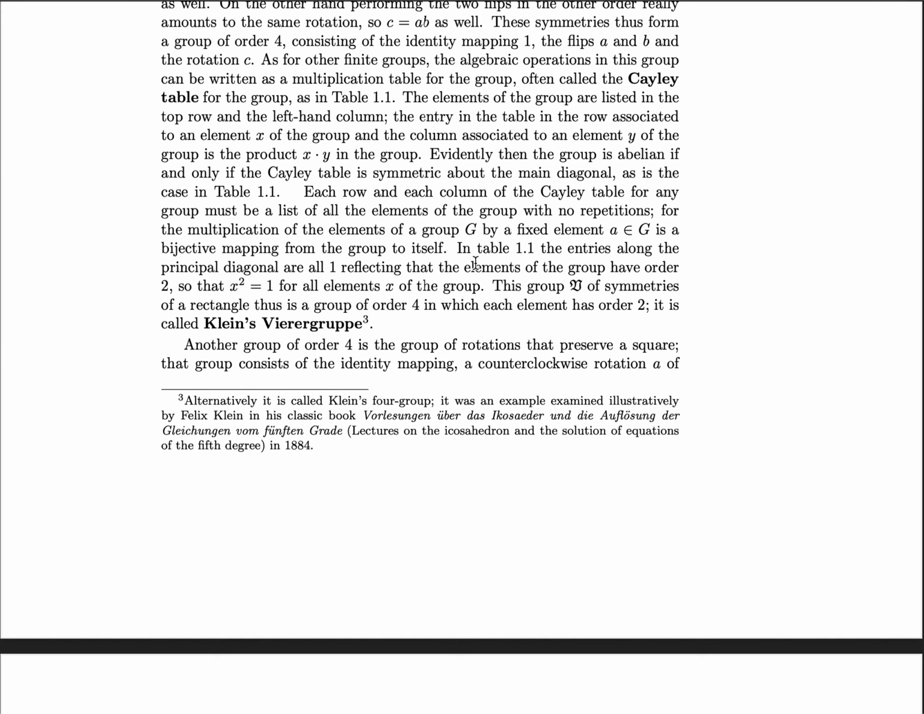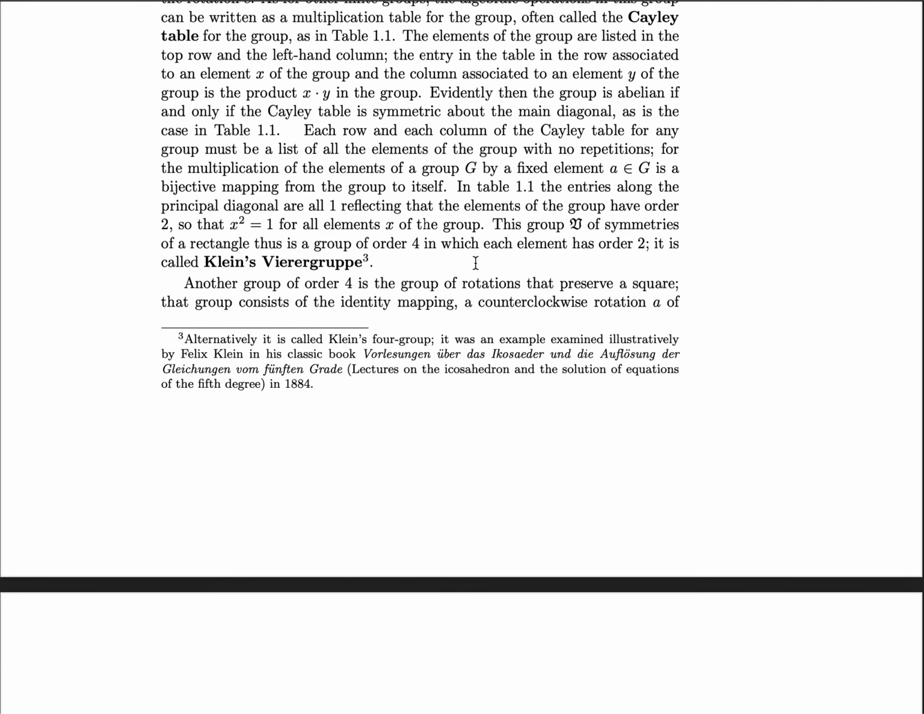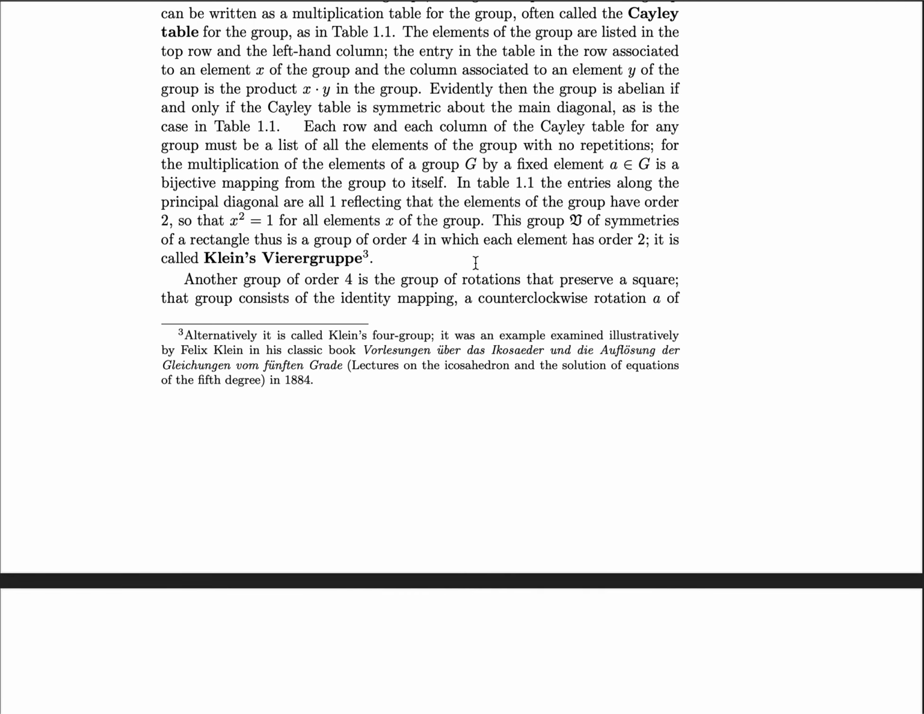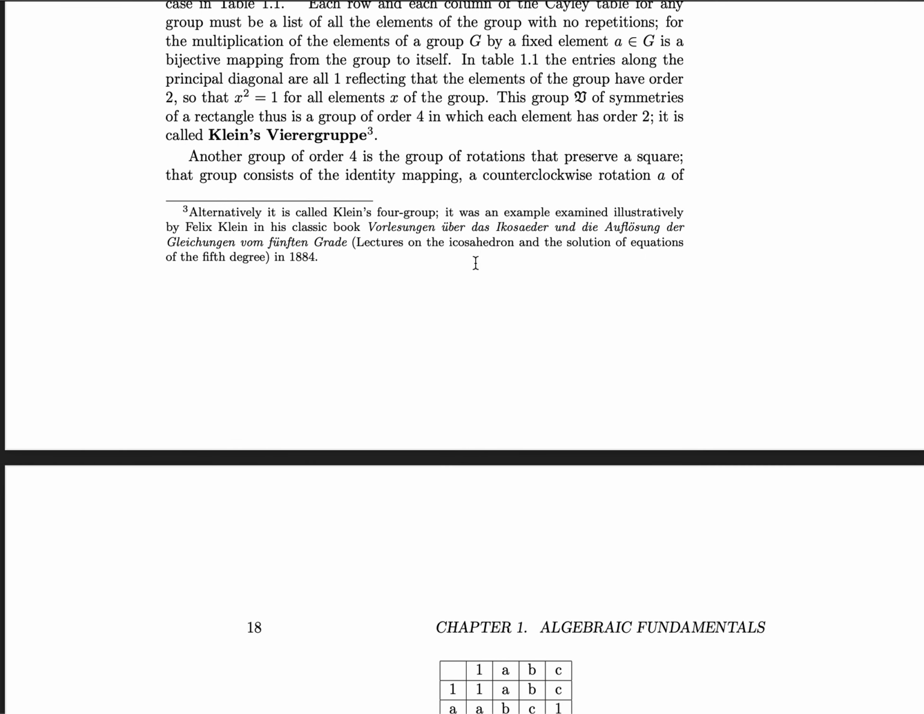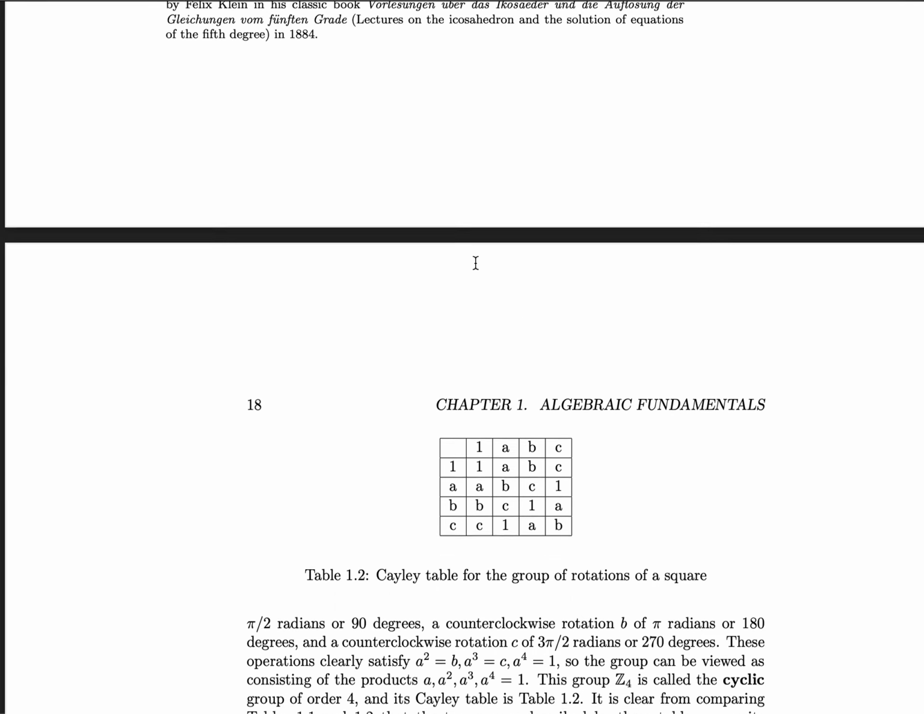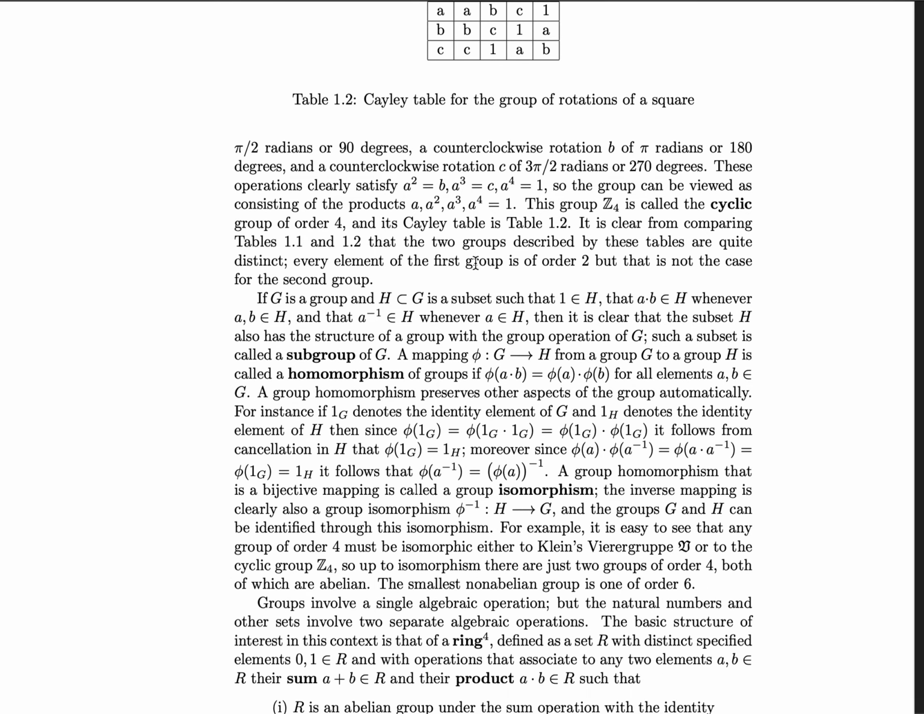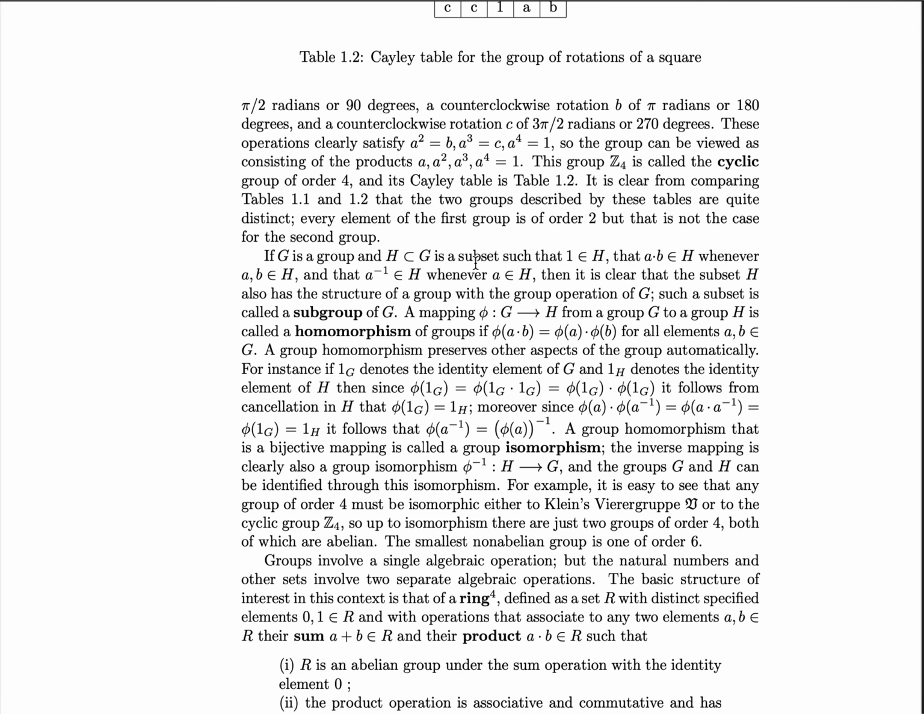The group of symmetries of a rectangle is thus a group of order 4, each of whose elements has order 2, and it's called Klein's four-group. There's another group of order 4, which is the group of rotations that preserve a square in the plane. This group consists of the identity mapping, a counterclockwise rotation of pi over 2 radians, which we'll call A, a counterclockwise rotation of pi radians, which we'll call B, and a counterclockwise rotation of 3 pi over 2 radians, which we'll call C.